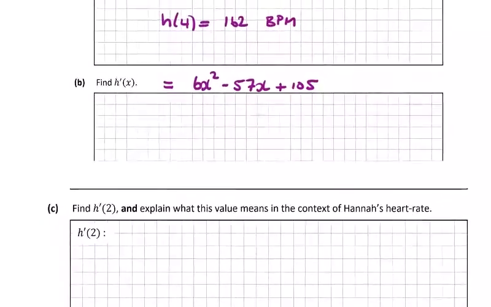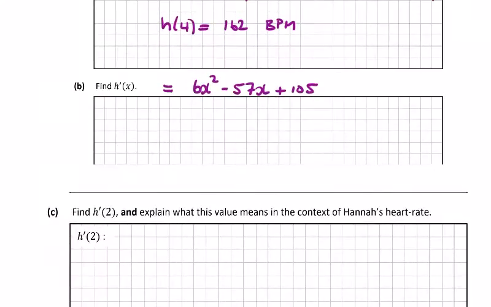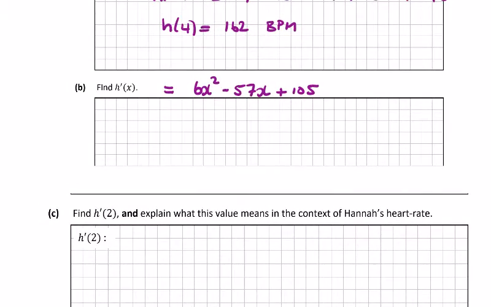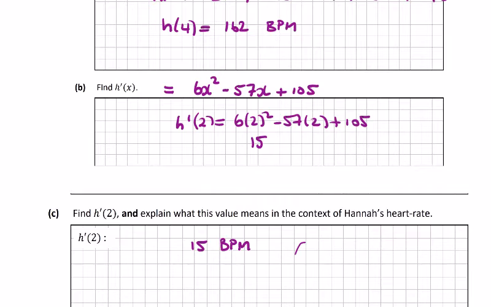Find h prime 2 and explain what this means in the context of Hannah's heart rate. Well, h prime 2 will be in relation to her beats per minute changing. H prime 2, 6 by 2 squared minus 57 by 2 plus 105. 6 by 4 is 24 and 105, 129 minus 114 is 15. So in the context of the question, her heart rate is changing at a rate of 15 beats per minute.